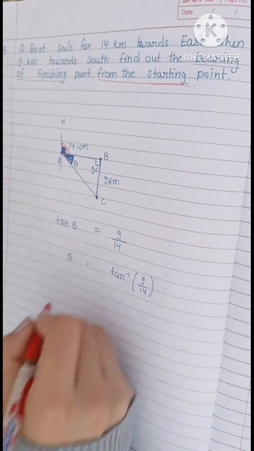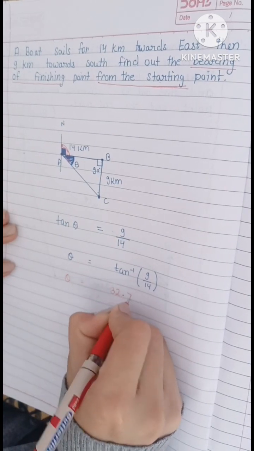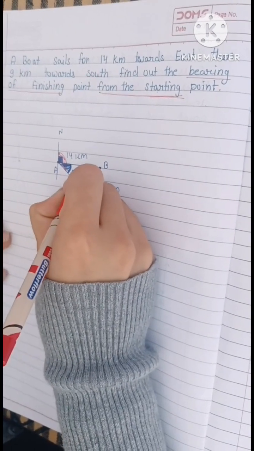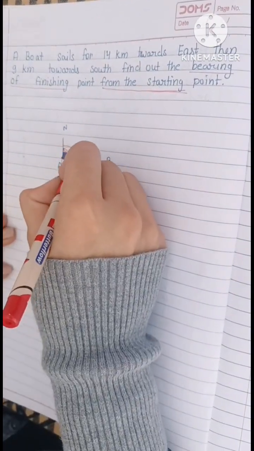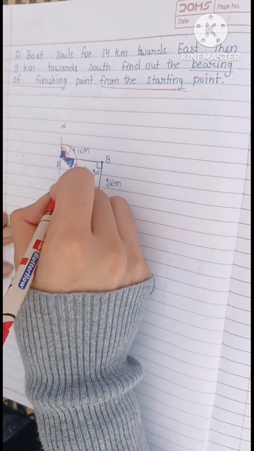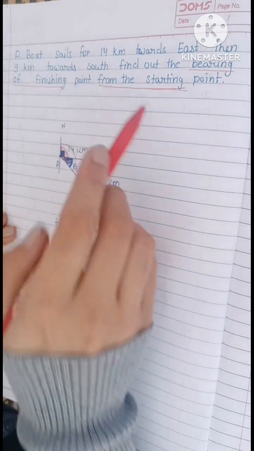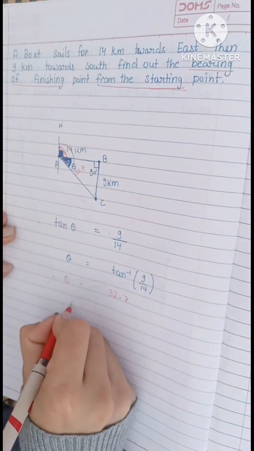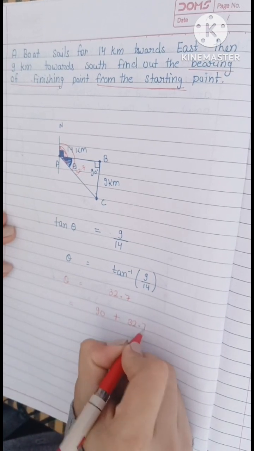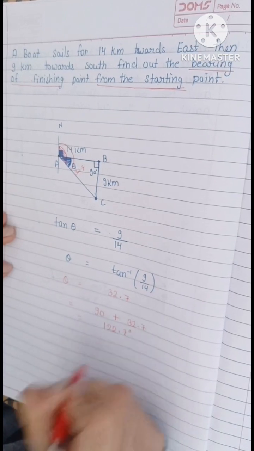So this theta is equal to 32.7. This angle is 32.7, and I need this entire angle. So this part was 90 and the remaining part is 32.7. So the bearing of finishing point from the starting point would be 90 plus 32.7, which is 122.7 degrees.